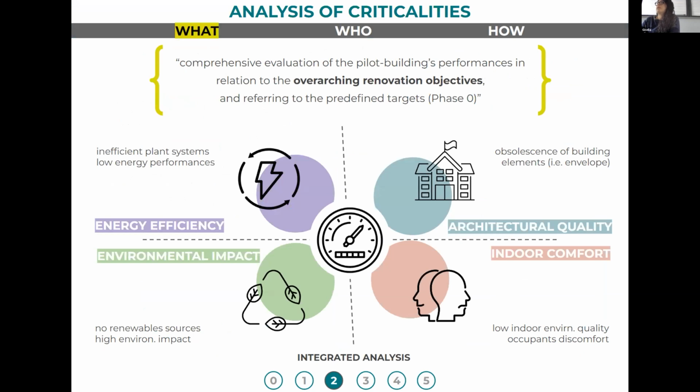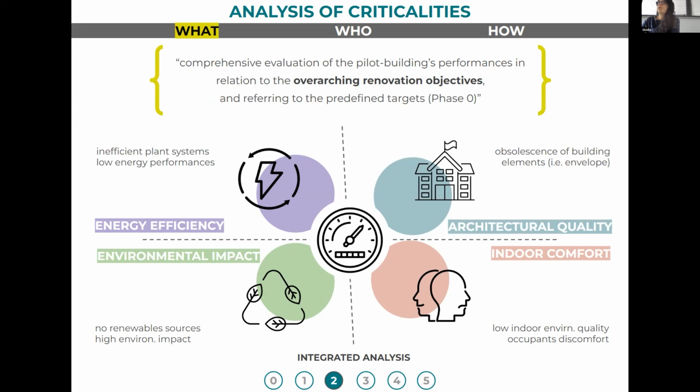What is this analysis of criticalities? It is a comprehensive evaluation of the pilot building's performances in relation to the overarching renovation objectives, referring to the predefined targets in phase 0. As explained yesterday, we defined 4 main overarching renovation objectives that refer to energy efficiency, architectural quality, environmental impact, and indoor comfort.